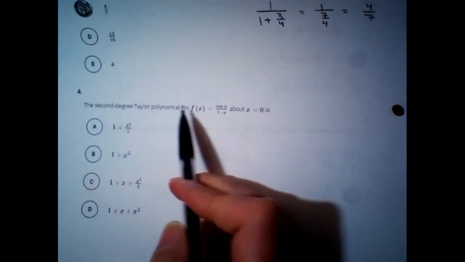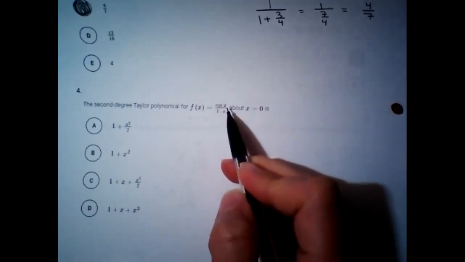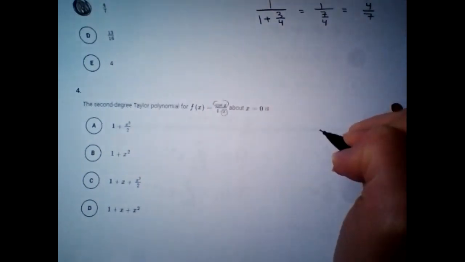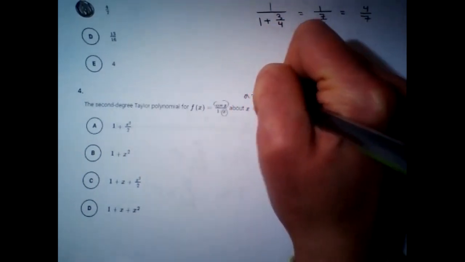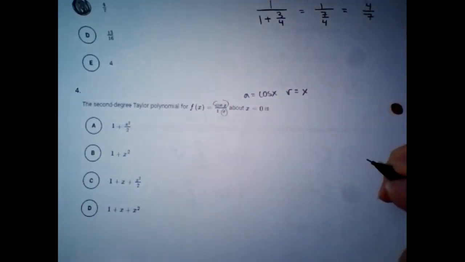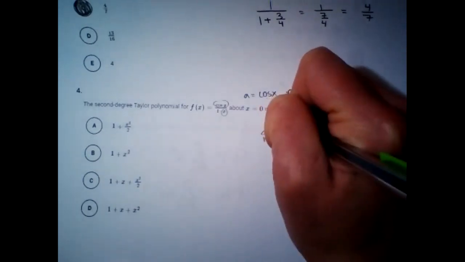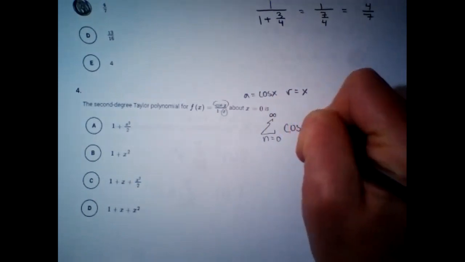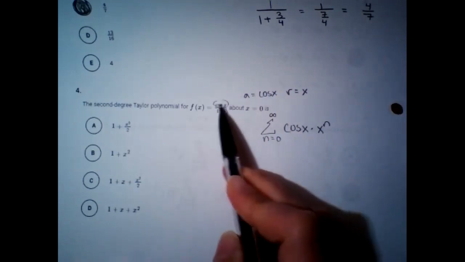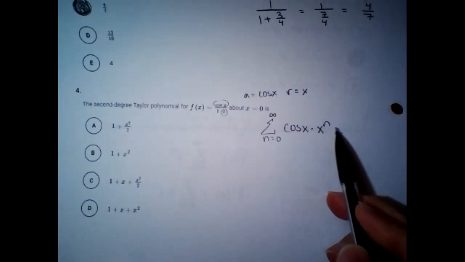All right, second degree Taylor polynomial for this function. So you can look at this as a over 1 minus r. So this would be a and this would be r. So we would have a is cosine of x and r is just x. And so I'm going to write that as the sum from n equals 0 to infinity of a times r to the n. So cosine is a and r is x, so cosine of x times x to the nth.